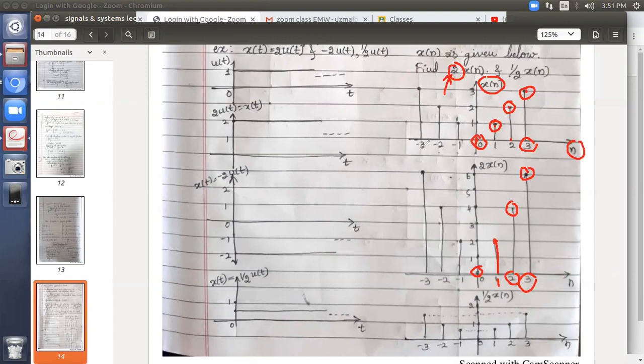Similarly, on the other side, the left side, you can observe time -1. See here, -1 time, the amplitude is 1. 1 into 2 is 2. Then for time -2, it is 2, right? So 2 into 2, you will get 4. And finally, time is -3. The amplitude is 3. 3 into 2 is 6. Hence, at -3, it is 6.